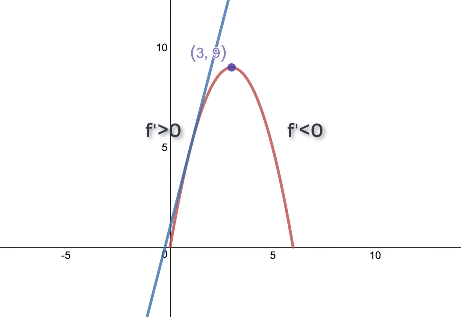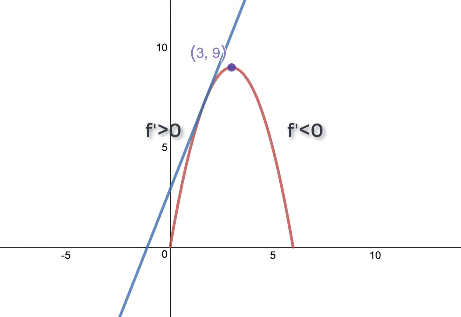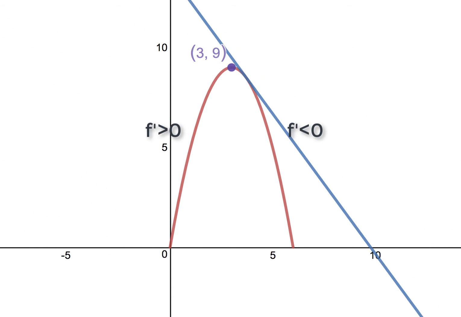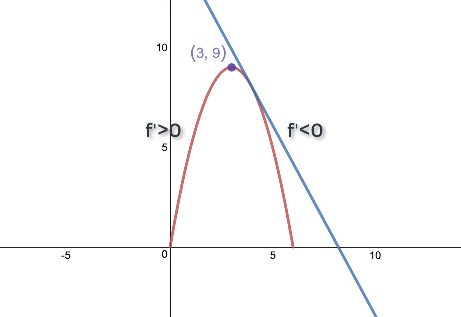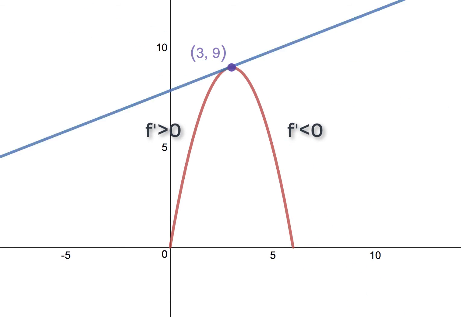So we can see that the rate of change of our slope is going from very positive to very negative. And so the rate of change of our slope must be decreasing, which means that the second derivative must be negative.